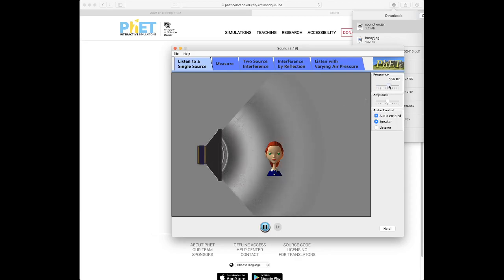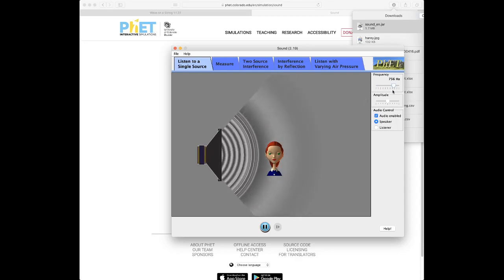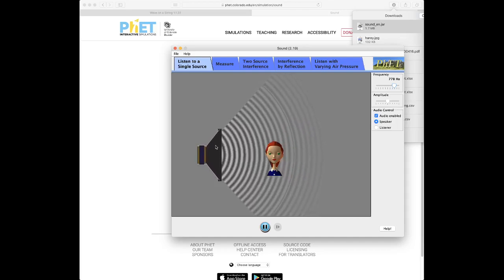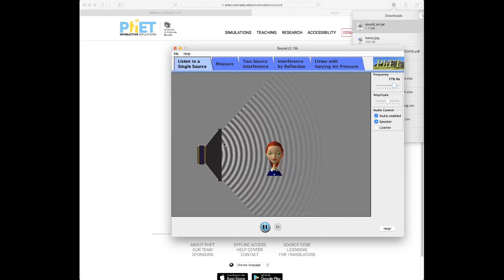And of course I can speed it way up to something like 756, close to 800 times per second. So you see the speaker really starts pumping right there to get these sound waves out, and there it goes hitting my ear. And so that's what the frequency would be for sound. So that's where sound comes from.